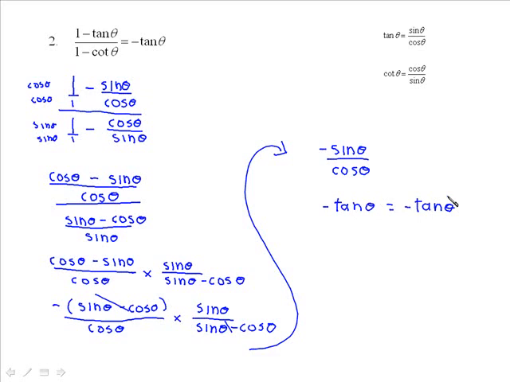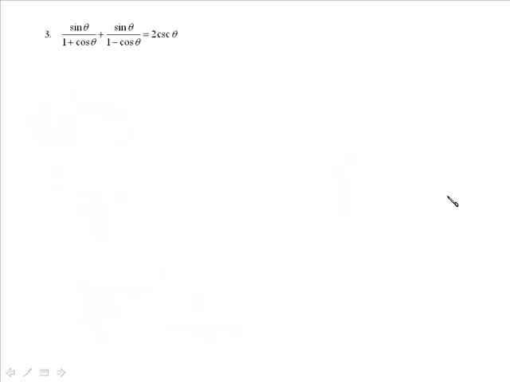This one would be rated as a mid-plus or higher in terms of difficulty, but we only made a couple of substitutions. The rest of it is just a rational expression. Let's try another one. Sine theta over 1 plus cos plus sine theta over 1 minus cos is equal to 2 cosecant theta.